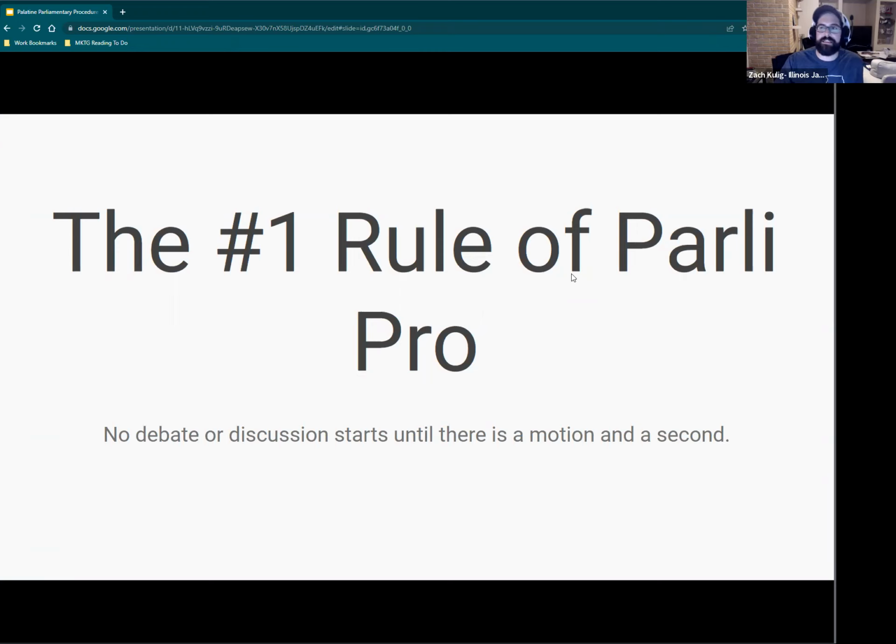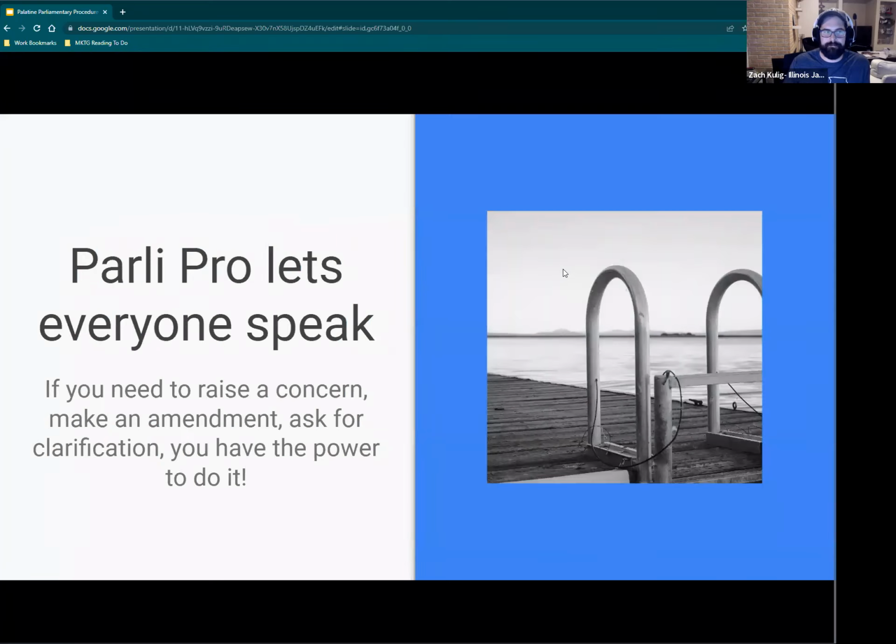It's very easy to slide into just talking about your project or having lots of side conversations about how they might change or alter something. Don't do any of that until you are actually taking up the motion at hand with a first and a second. It makes sure that everyone in the room is on the same page, everyone is aware of what we're talking about, and can give the best feedback and analysis they can in the moment.